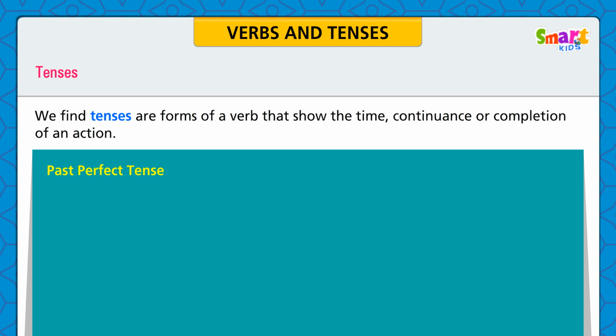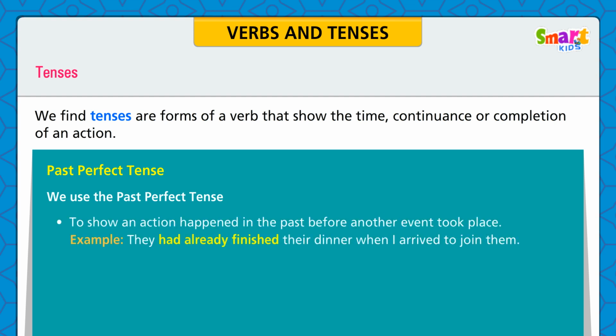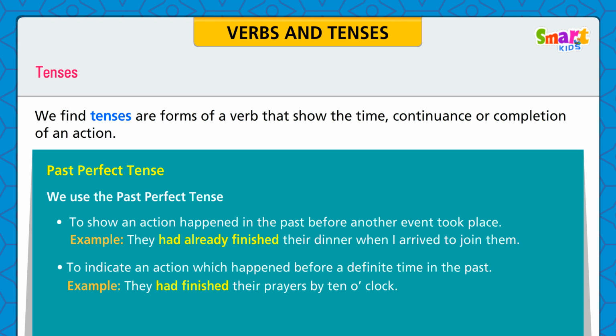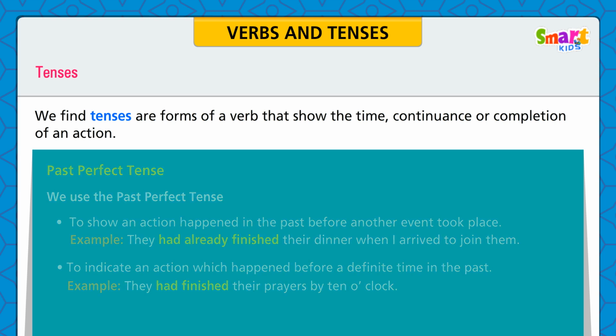Let us learn the usage of past perfect tense. We use the past perfect tense to show an action happened in the past before another event took place. For example, they had already finished their dinner when I arrived to join them. To indicate an action which happened before a definite time in the past. For example, they had finished their prayers by 10 o'clock.